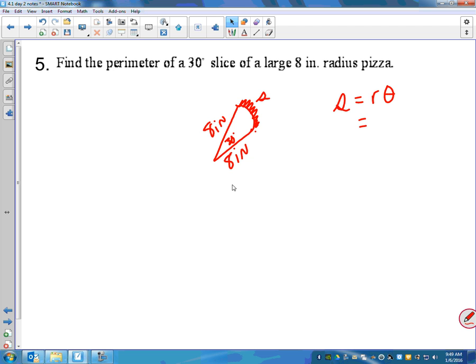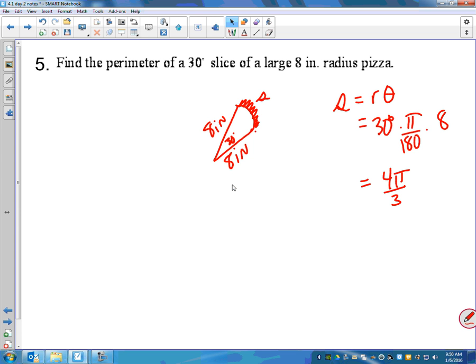So that would be, do I just take 30 times 8? No, because I have to do it in radians, right? So I'm going to take 30 times pi over 180 times 8. And that's going to be 6 times 8 divided by 2, which is 4 pi thirds.